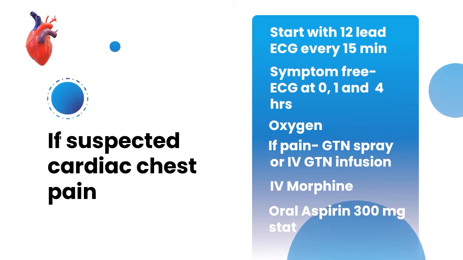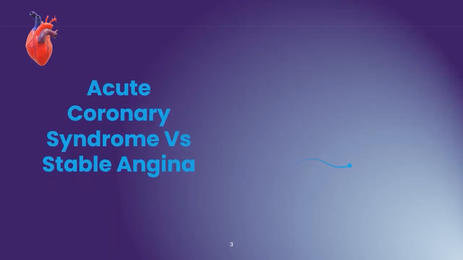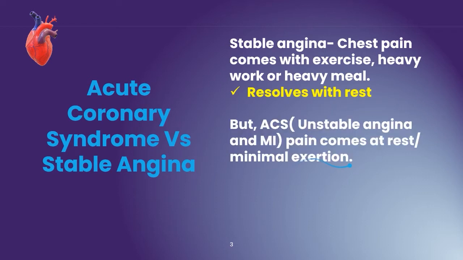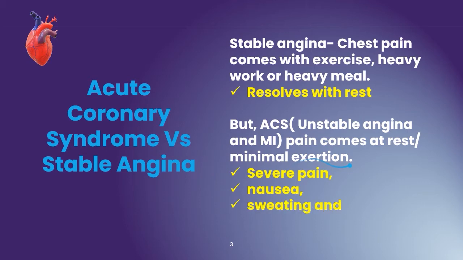Now we will discuss acute coronary syndrome with stable angina. In stable angina, chest pain usually comes with exercise, heavy work or a heavy meal, and it usually resolves with rest. But in acute coronary syndrome, that means unstable angina and myocardial infarction, pain comes at rest or at minimal exertion. Usually the pain in ACS is severe, and the patient usually complains of nausea, sweating and also breathlessness.